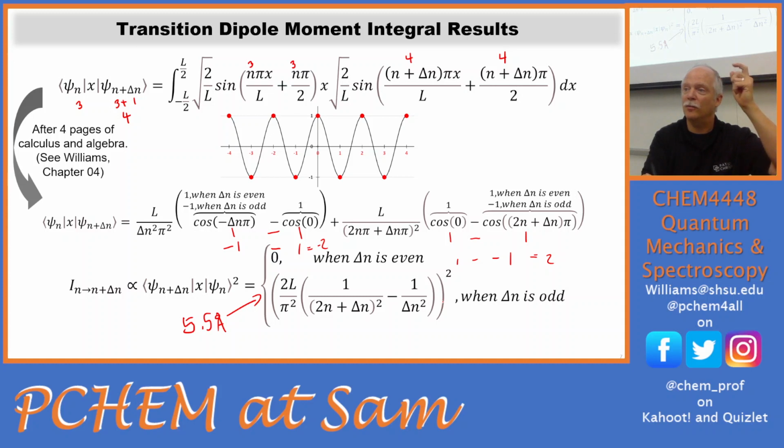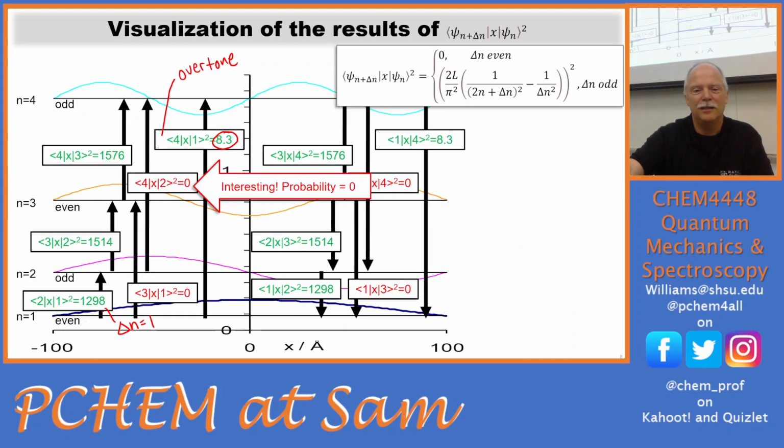So you put in the quantum number. If you're going from 1 to 2, that's the fundamental. If you're going from 2 to 3, then you put a 2 here in for n, and a delta n of 1, and then you put in the 5.5 in for L, and you can calculate the intensity. You square it. Don't forget to square it. You'll realize it's a negative number, so you'll want to square it. Okay. And so that's how you do it.